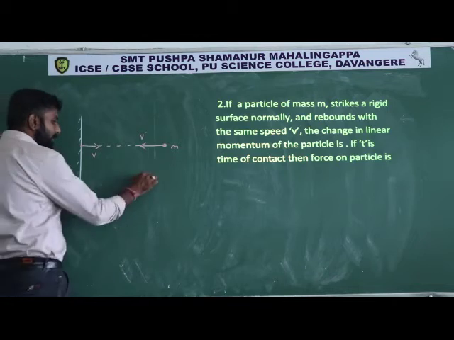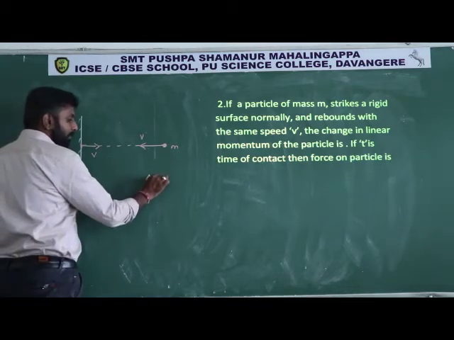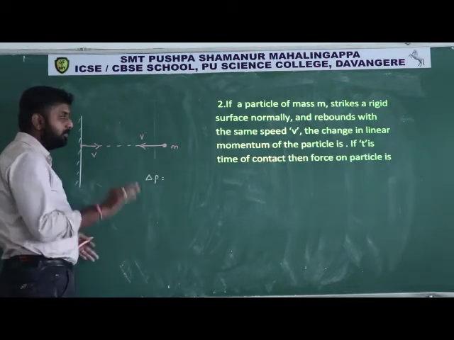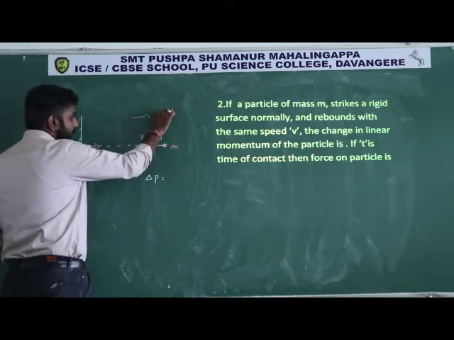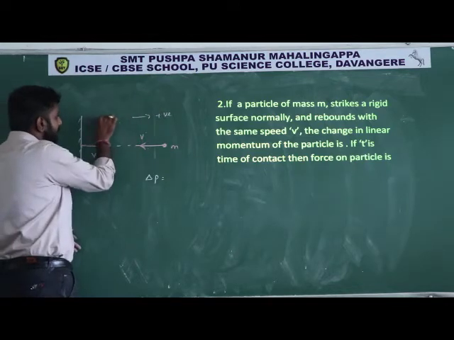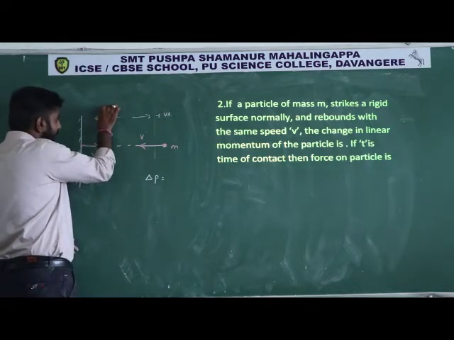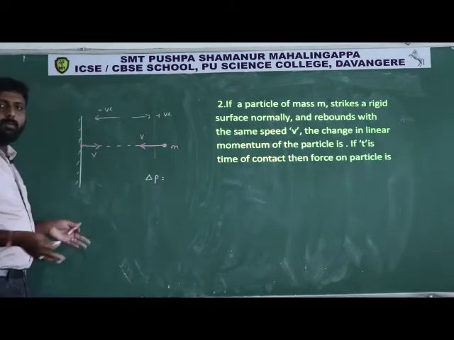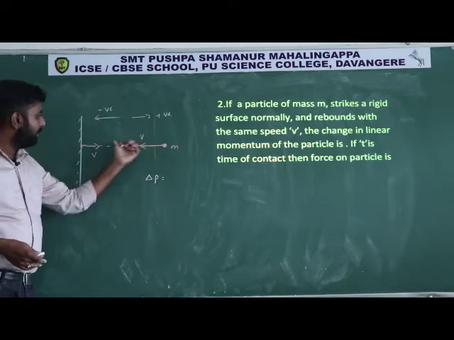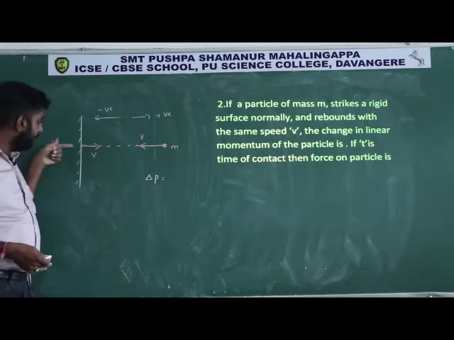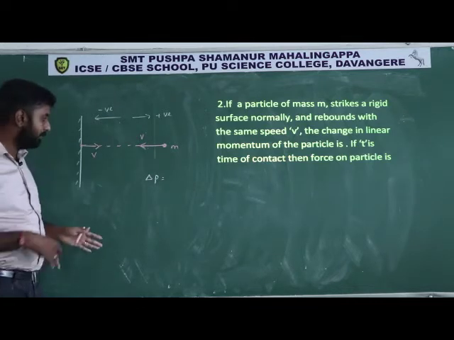So first, change in momentum, delta p, is final momentum minus initial momentum. Always consider this direction a positive x-axis, and this direction the negative x-axis. Okay, so initially it is moving in the negative direction, finally it is moving in the positive direction.